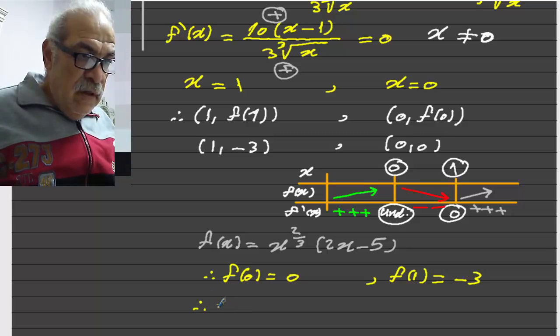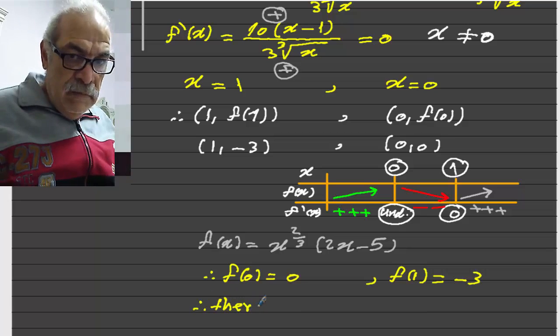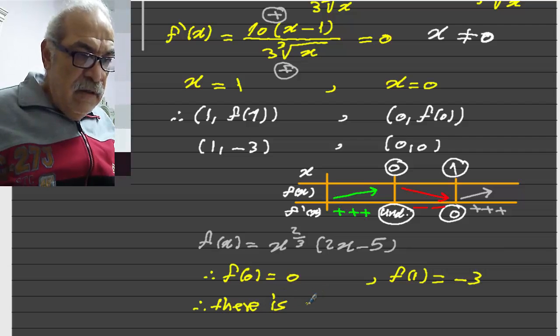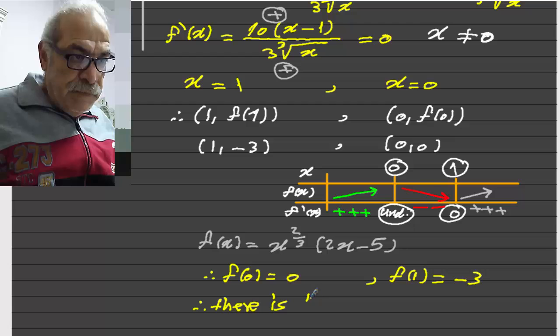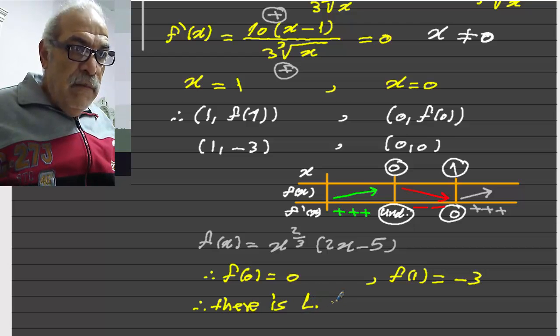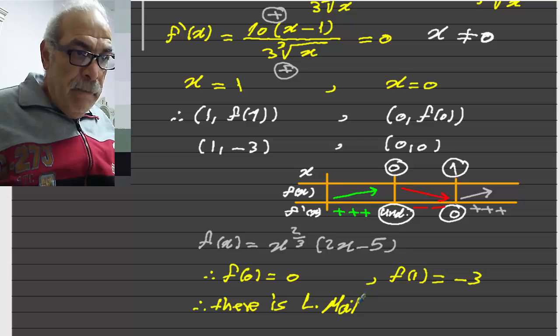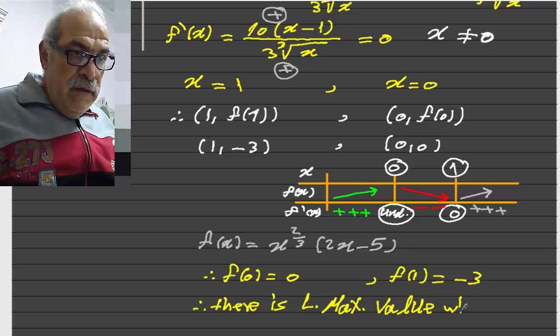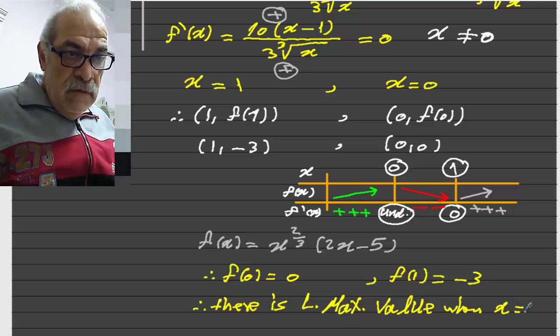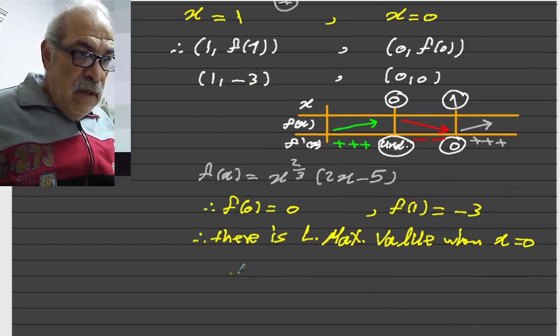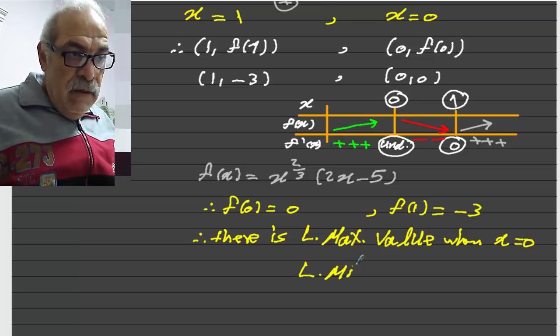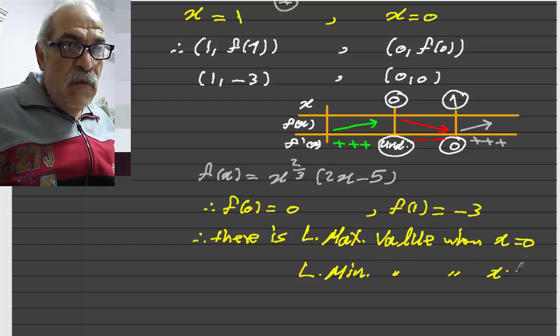So there is a local maximum value when x equals 0 and a local minimum value when x equals 1.